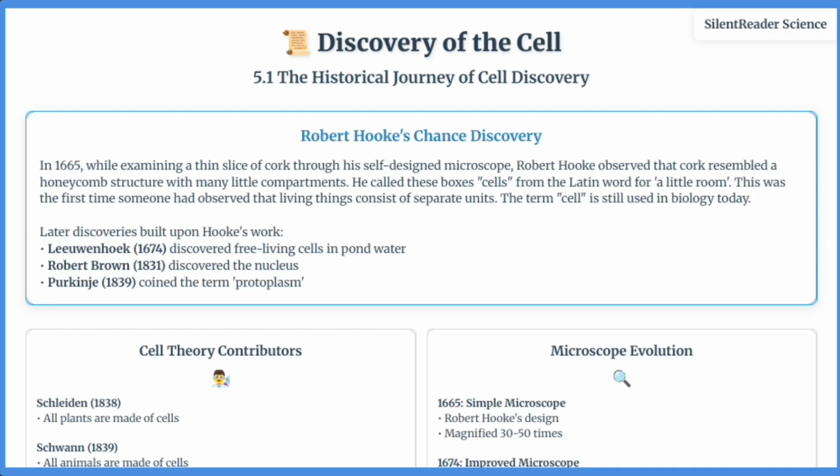Later scientists built upon Hooke's work, with Leeuwenhoek discovering free-living cells, Brown discovering the nucleus, and Purkinje naming the protoplasm. The cell theory, developed by Schleiden, Schwann, and Virchow, established that all living organisms are composed of cells. The cell is the basic unit of life, and all cells come from pre-existing cells. This theory unified biology and remains fundamental to our understanding of life.